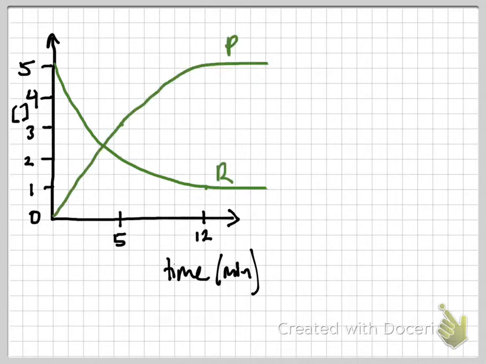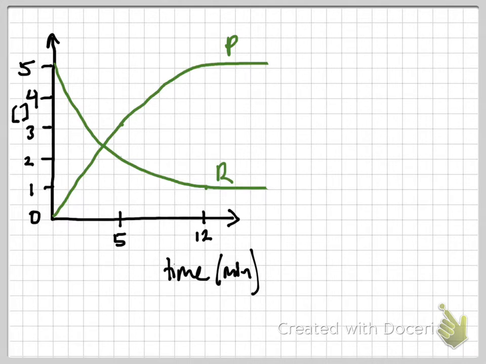Then I want you to go and put these two lines in. The one labelled R is the concentration of reactants over time. They start high and then go down to 1 molar by 12 minutes and then that concentration remains constant. The products concentration would start at 0 and then go up to 5 molar by the 12 minutes and then those concentrations would remain constant.